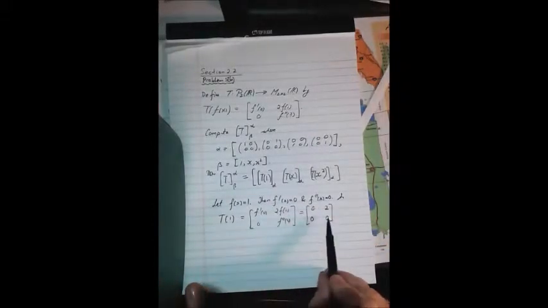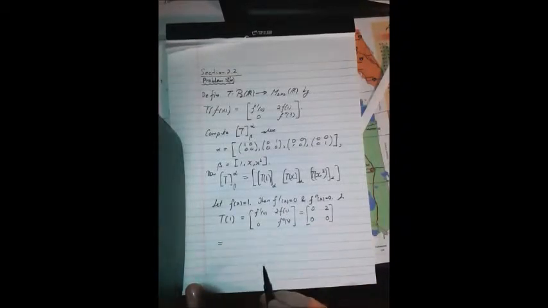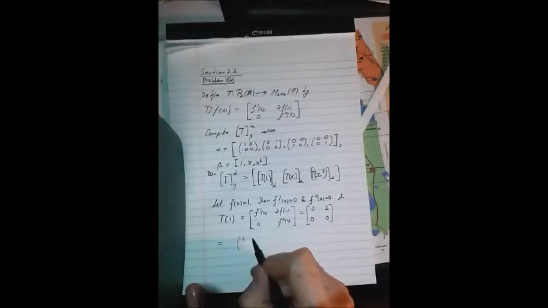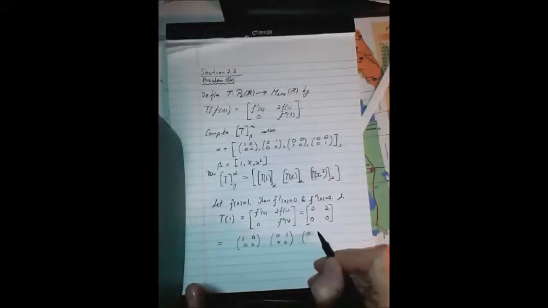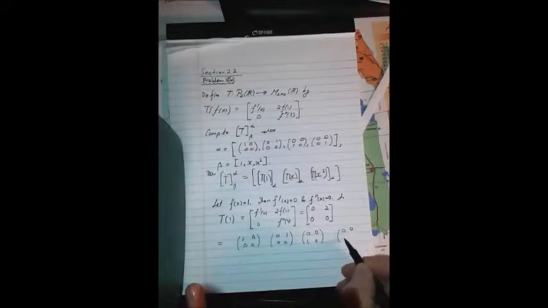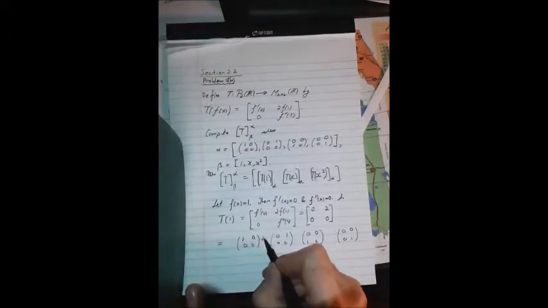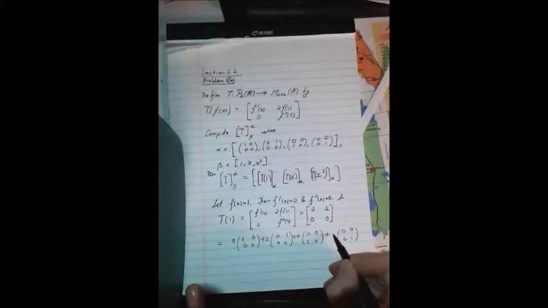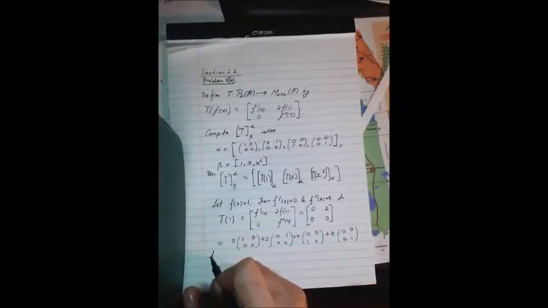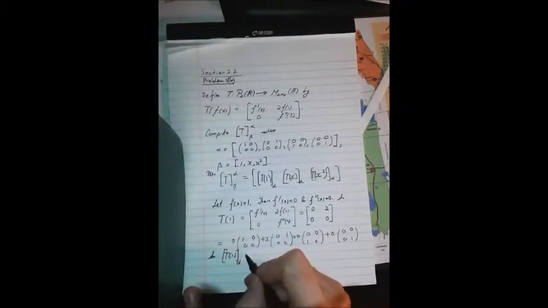Okay, now we need to work out the coordinate vector of this relative to the basis alpha. So we write down our matrices. Okay, it's clear that this matrix here is twice this one here, and the other coefficients are 0. So that means that the coordinate vector of T of 1 relative to alpha is the vector 0, 2, 0, 0.